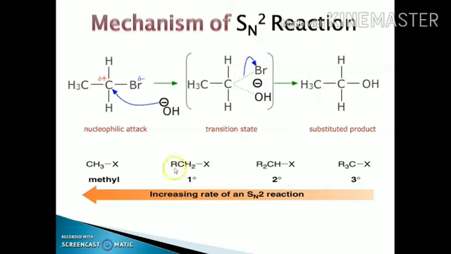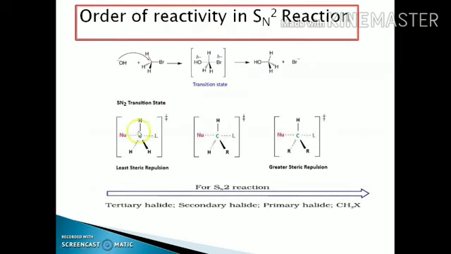In the SN2 mechanism, the order of the reactivity of the different alkyl halides can be shown by this. The methyl alkyl halides are highly reactive in comparison to the primary alkyl halide, which is more reactive in comparison to the secondary alkyl halide, and the tertiary alkyl halides are least reactive in the SN2 mechanism. The reason can be explained on the basis of steric hindrance. Steric hindrance means the hindrance provided due to the size of the bulkier group.